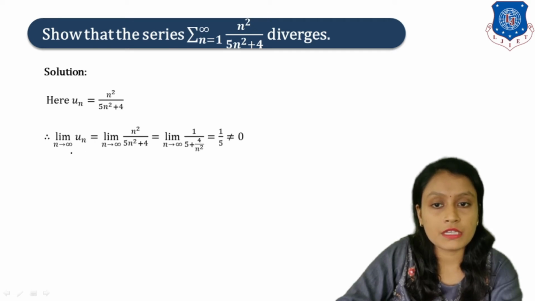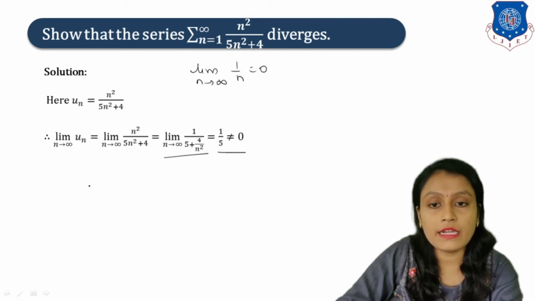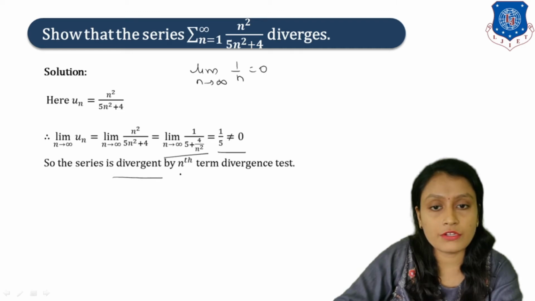Now we will apply the limit. So the limit as n tends to infinity of un equals the limit as n tends to infinity of n square upon 5n square plus 4. Take n square common from the denominator, it will get cancelled. So what remains is the limit as n tends to infinity of 1 upon 5 plus 4 upon n square. And we know the limit as n tends to infinity of 1 upon n is equal to 0. So this term is 0. So what remains is 1 upon 5, which is not equal to 0, right? Therefore, we can say that the series is divergent by the nth term divergence test.